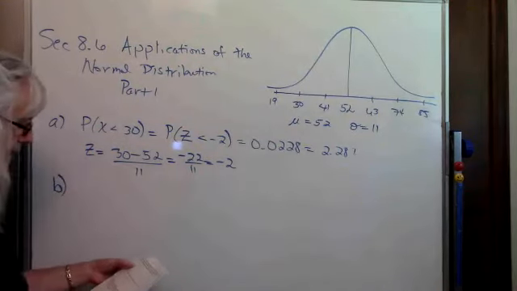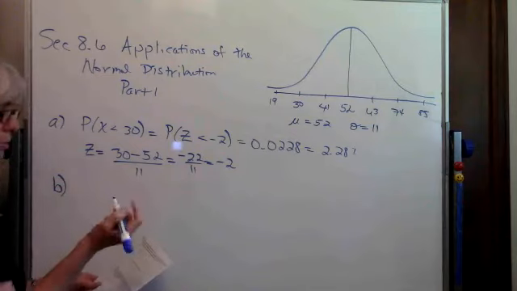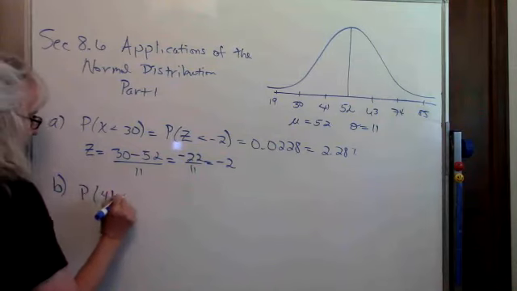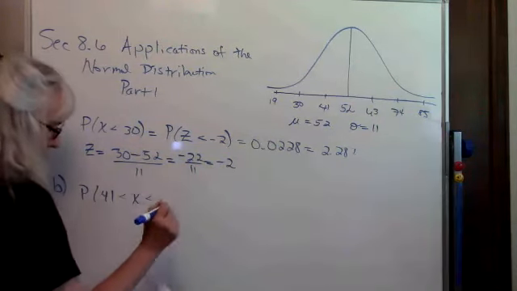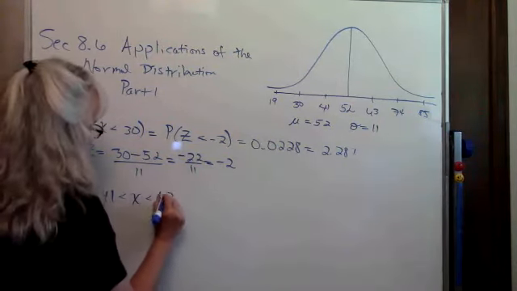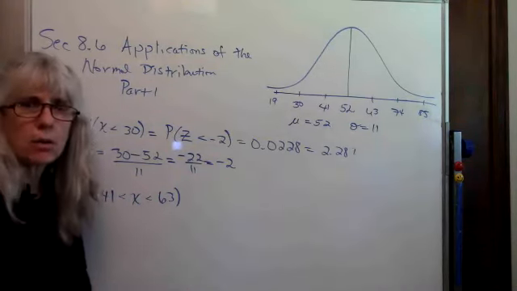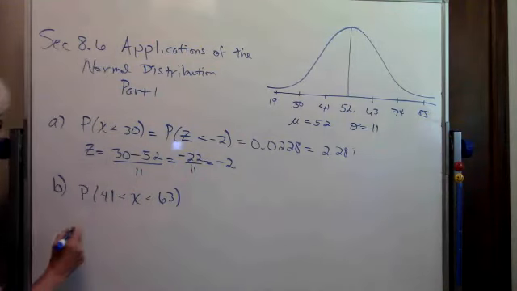Part B on that question is asking us to estimate the percentage of students who have scores between 41 and 63. So the probability that 41 is less than our score, which is less than 63. This is a donut hole problem. We're going to have to do both of them and then subtract their probabilities when we're all done. We'll have to normalize both of them.